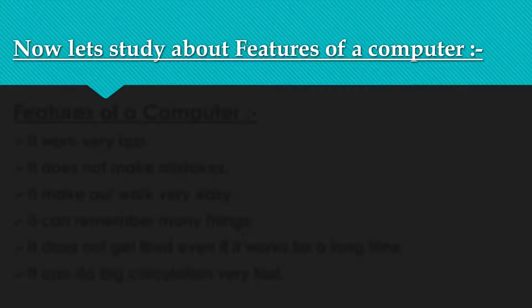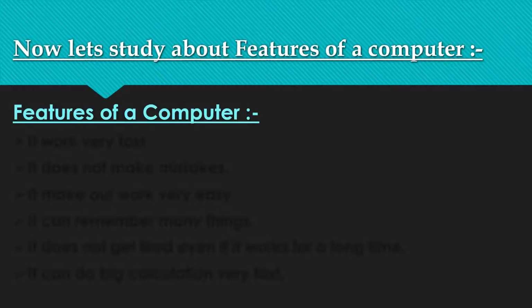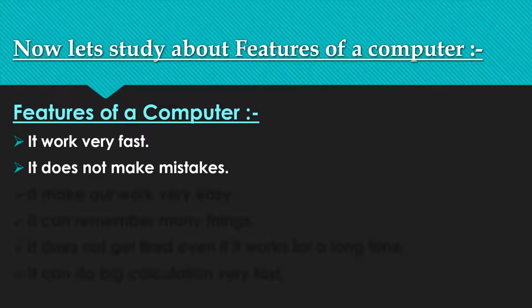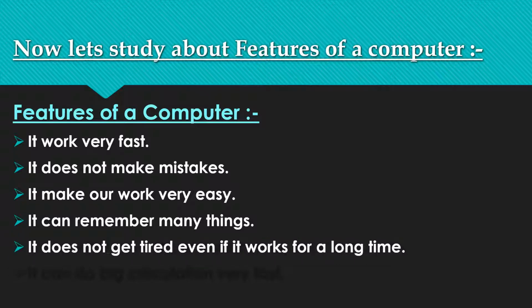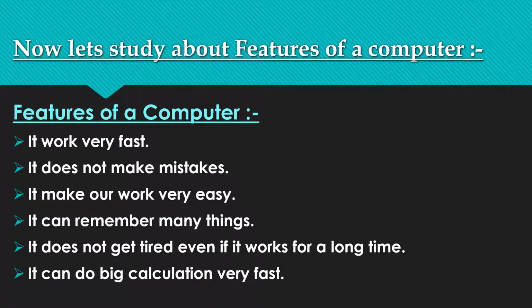Now let's study about features of a computer. Features means quality. Features of computer are: it works very fast, it does not make mistakes, it makes our work very easy, it can remember many things, it does not get tired even if it works for a long time, it can do big calculations very fast. Because computer has these features, that's why we are using computer in our day-to-day life in different fields.